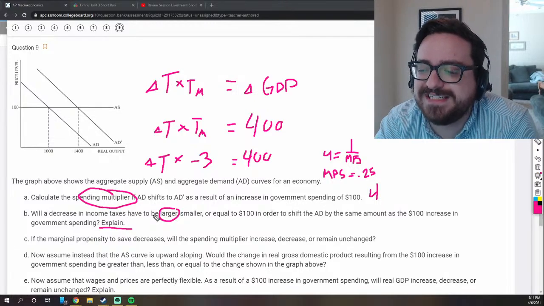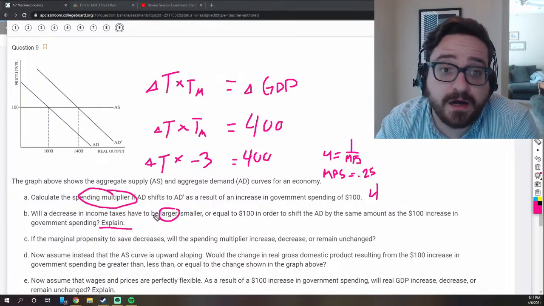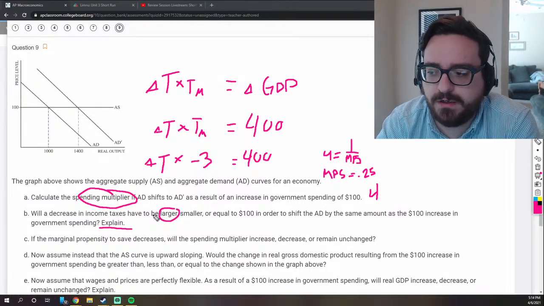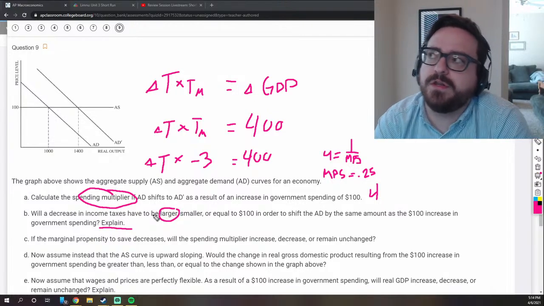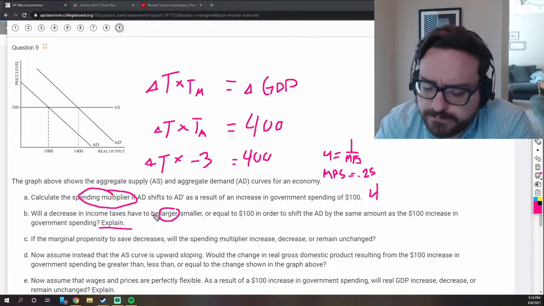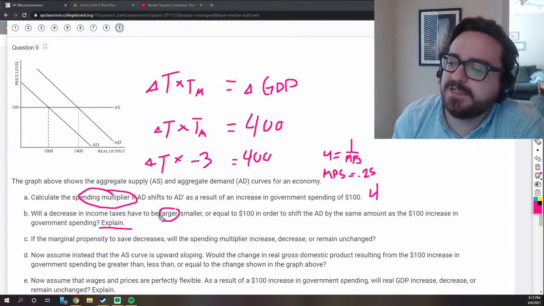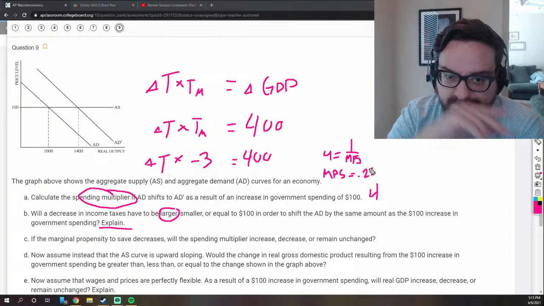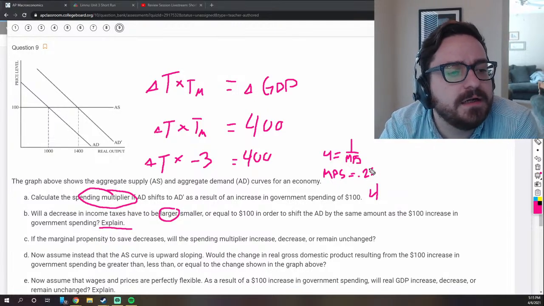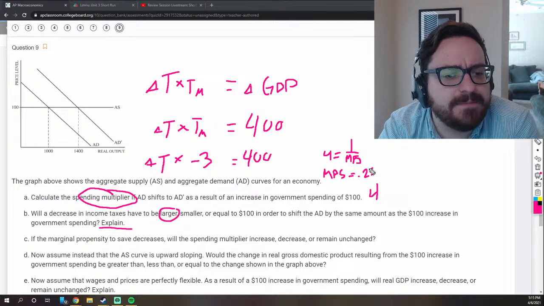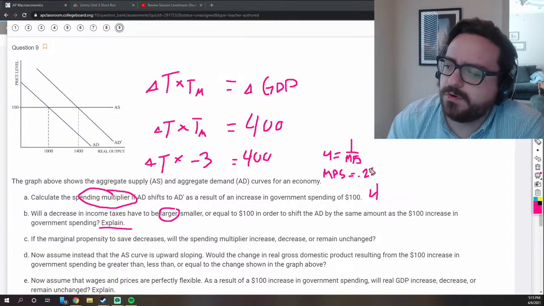If I'm decreasing taxes by 133 million here, people will save a chunk of that money and then spend the rest of it. Technically speaking, they would save a quarter of it based on the numbers that I got. Okay, C, if the MPS decreases, will the spending multiplier increase, decrease, or remain unchanged?